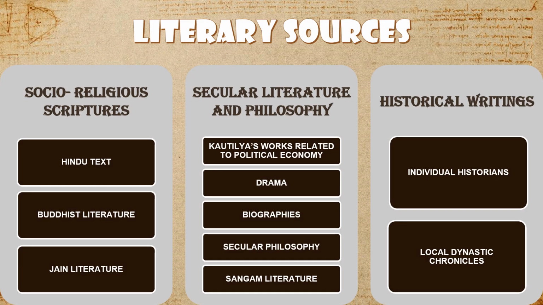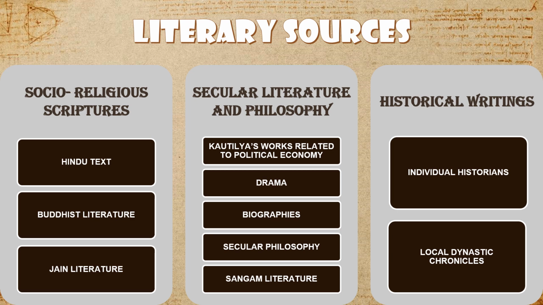Literary sources are divided into three main parts: socio-religious scriptures, secular literature and philosophy, and the last is historical writings. We will be discussing them in more detail in my coming videos, where I will be talking about the modern period, Gupta age, Sangam age. So there I will be covering all these topics in more detail.